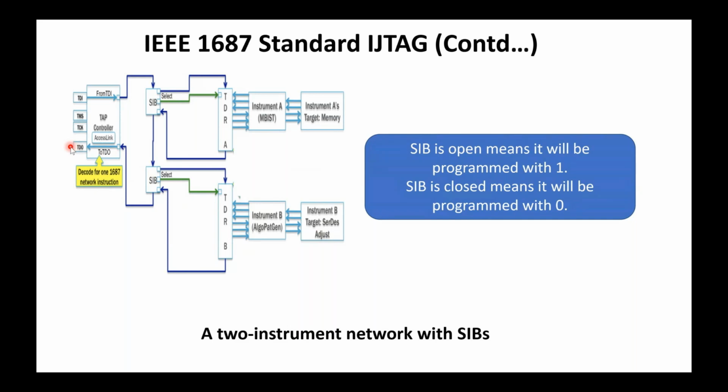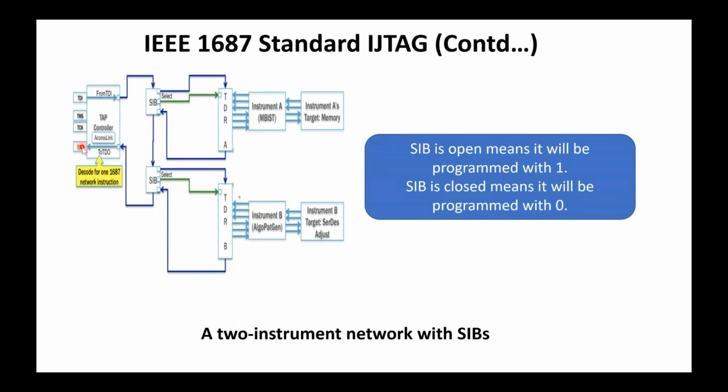And if SIB 1 is closed, that is programmed with 0, and SIB 2 is open, programmed with 1, then the data from TDI will come like this. As this SIB is closed, it will go through it to here. This SIB is open, so the data will be written into the TDR and it will come out.